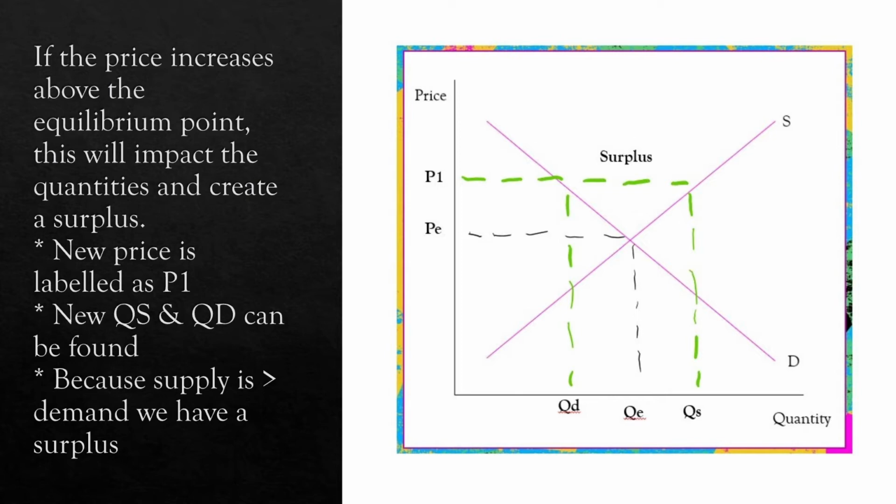So because quantity supplied is greater than quantity demanded, the way that we can see this is using our x-axis along the bottom. We can see that quantity supplied is more than quantity demanded, therefore there's too much in the market for the demand, so we've got a surplus. And we can label our surplus between the two curves at the top where the word surplus is.